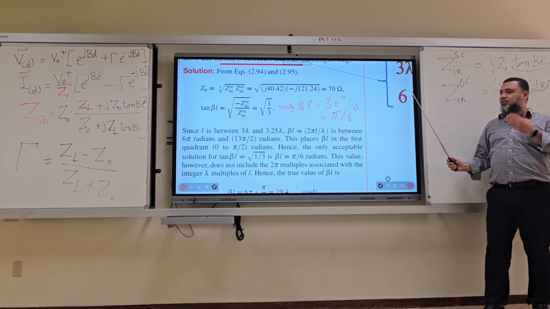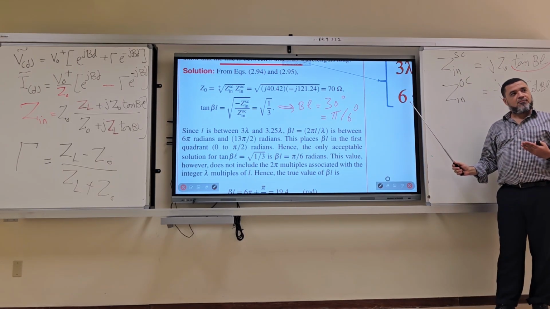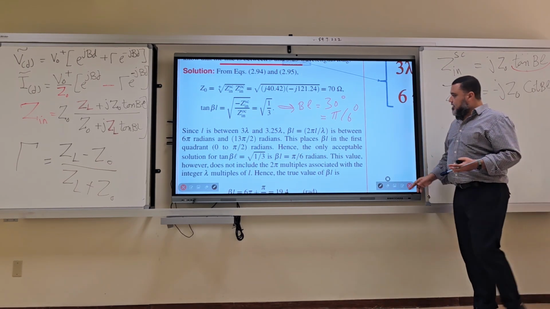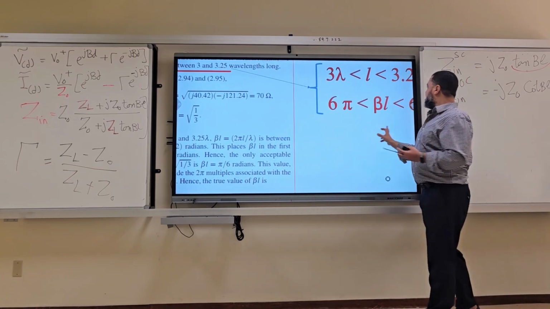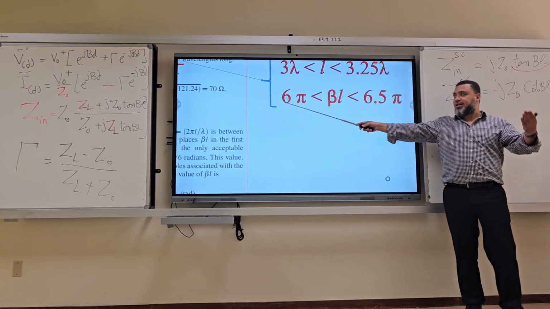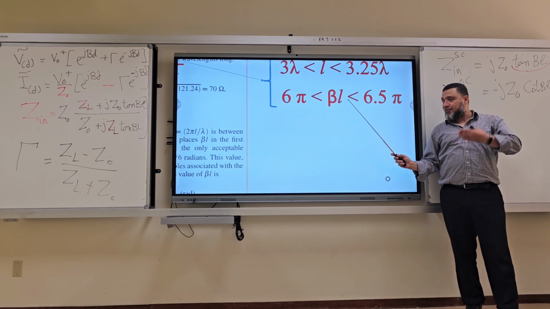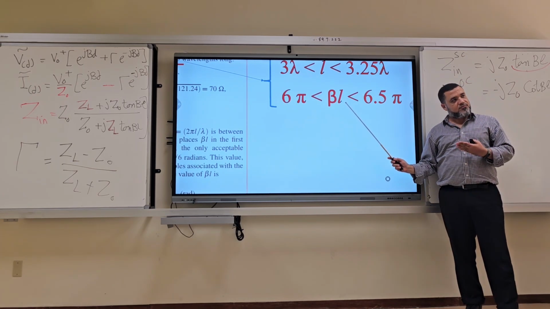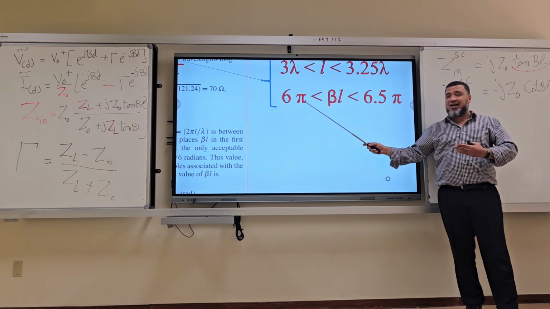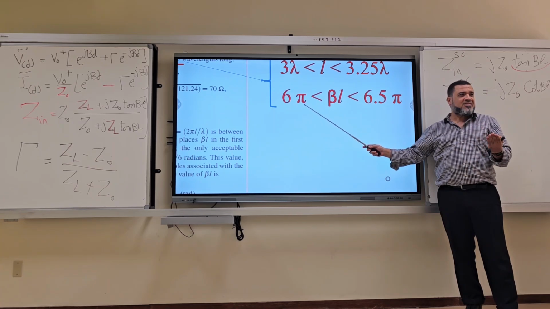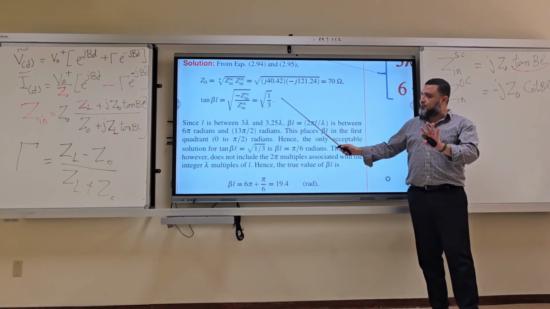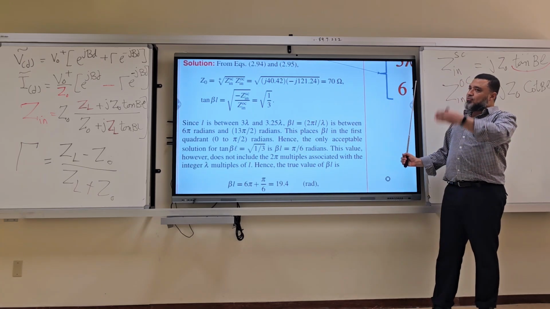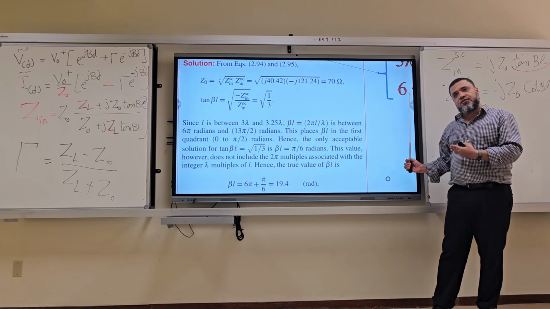Does this agree with the given limits? The given limits say that beta L is between 6 pi and 6.5 pi. Yes. So the 30 degrees must be added to 6 pi to be in this range. When you add 6 pi, you add nothing. 6 pi means 0, right? 2 pi, 2 pi, 2 pi. So whatever angle you get here, if it is not within this range, you need to add 2 pi, 2 pi, until you reach the given range.